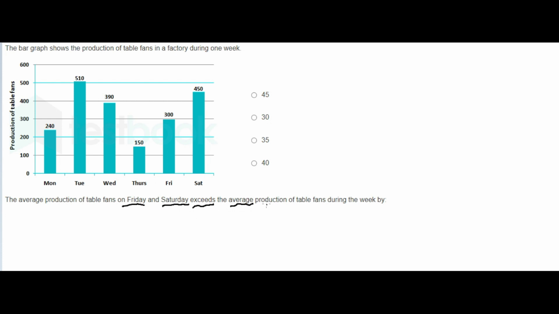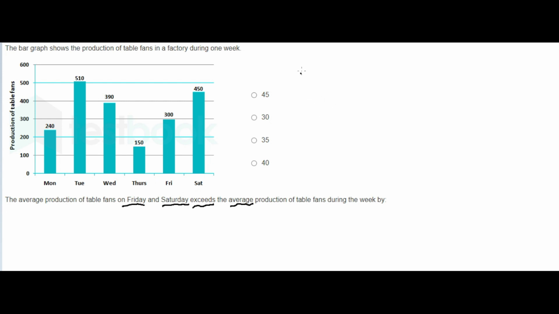Average means what? Per week, if you take the average, you will get one value. And that value should be lesser than that of Friday and Saturday. That value should be the average of Friday and Saturday itself. Okay, so first of all, don't panic. You take the Friday and Saturday.